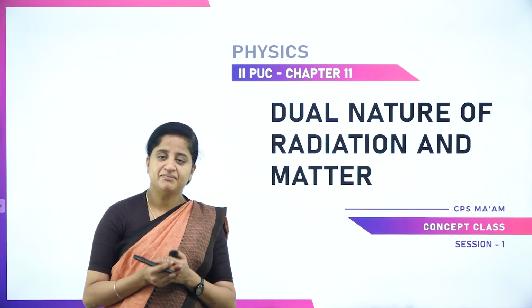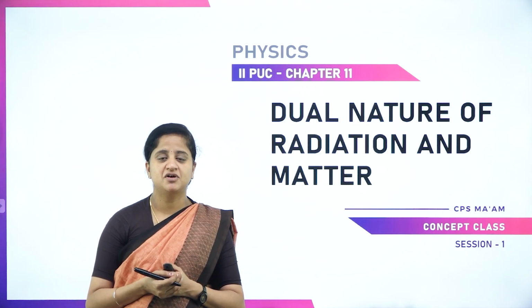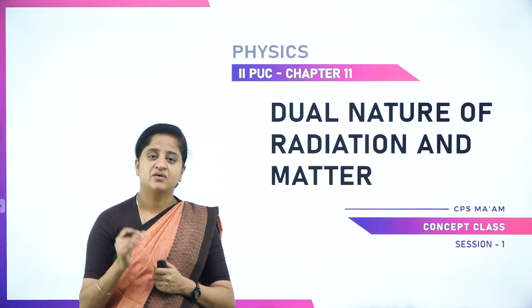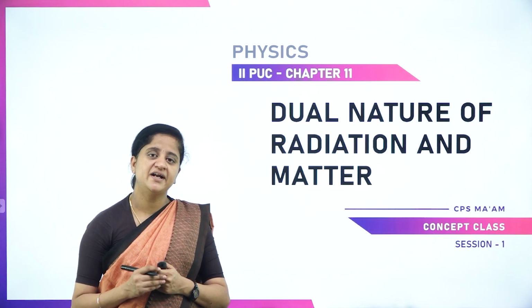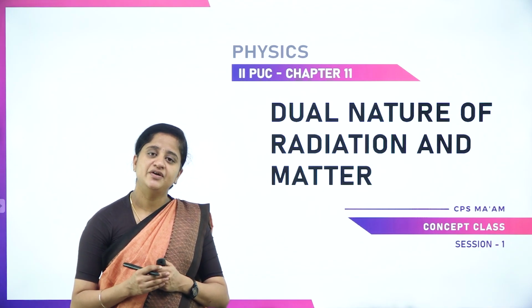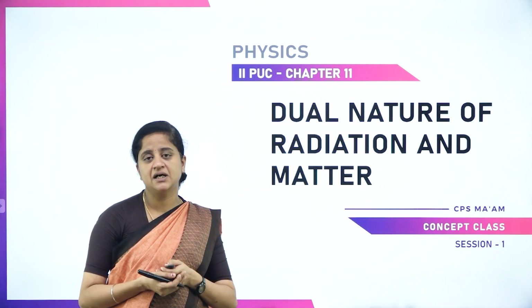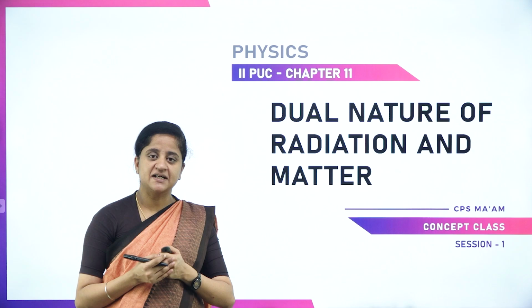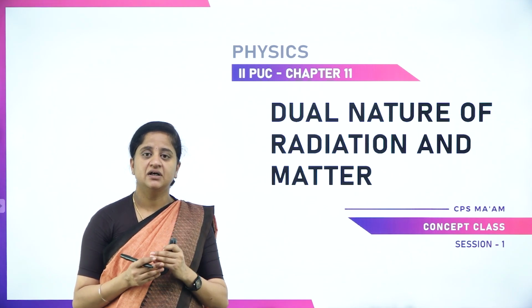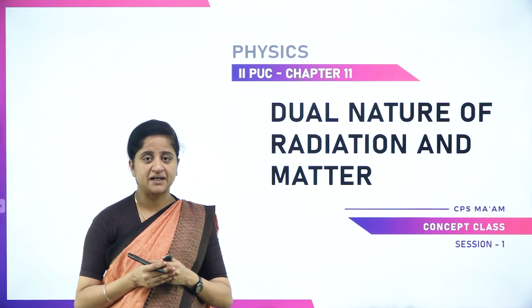So it's a very simple and smallest chapter among your syllabus where we are going to understand the properties of light. How does it exhibit its dual nature? When does it behave like a wave? When does it behave like a particle? What are the concepts that helped us to understand the wave nature of light as well as the particle nature?